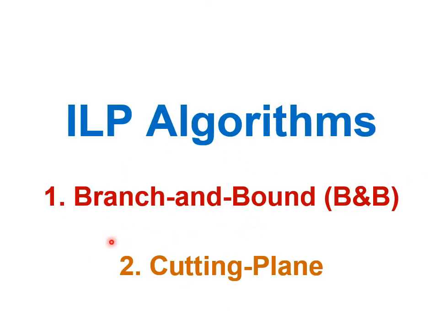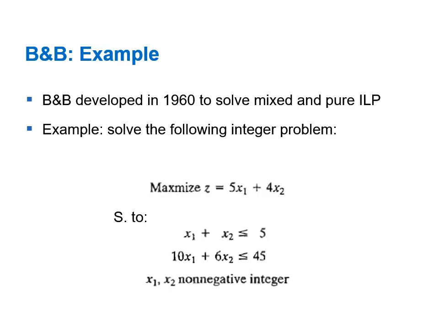As I told you, there are 2 algorithms that we are going to discuss in this course, and we will start with the first one, which is the branch and bound algorithm. Okay? So the branch and bound algorithm was developed in the 1960s. It is not a very new algorithm. It's an older one, but it's very effective.